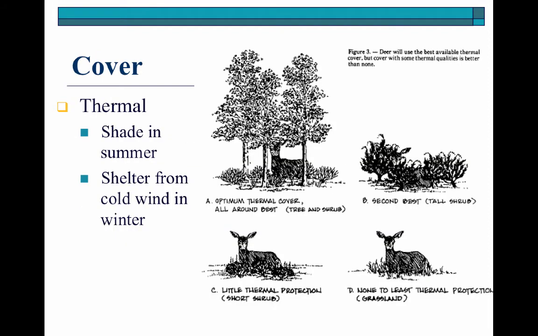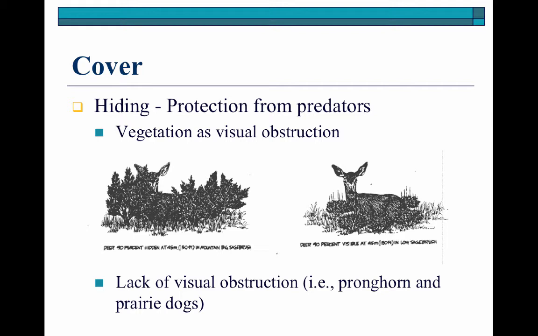Moving on to another component of habitat, which is cover. There are two main types of cover that we're going to talk about, thermal cover and hiding cover. Thermal cover has to do with protecting the animal from the elements. Thermal cover in the form of trees and tall shrubs provides shade in the summer, and smaller shrubs also provide shelter from wind and cold conditions. Hiding cover is really essential for our wildlife species as it provides protection from predators.